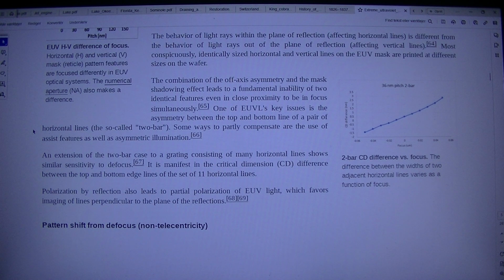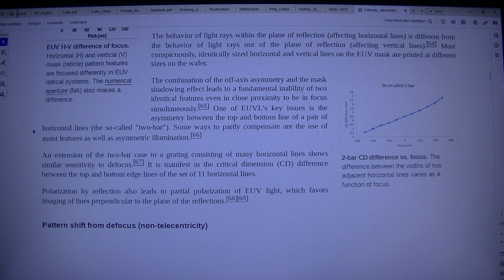66. An extension of the two-bar case to a grating consisting of many horizontal lines shows similar sensitivity to defocus. 67. It is manifest in the critical dimension, CD, difference between the top and bottom edge lines of the set of 11 horizontal lines. Polarization by reflection also leads to partial polarization of EUV light, which favors imaging of lines perpendicular to the plane of the reflections. 68, 69.